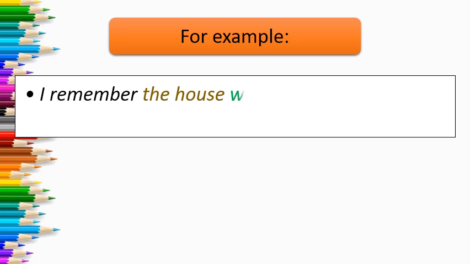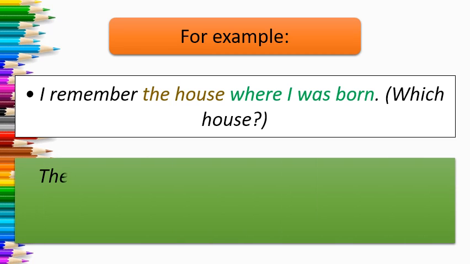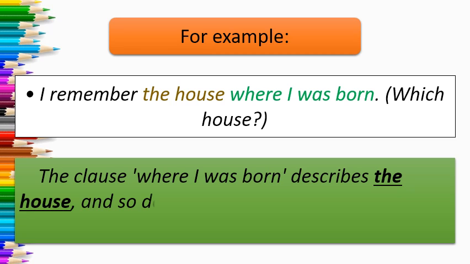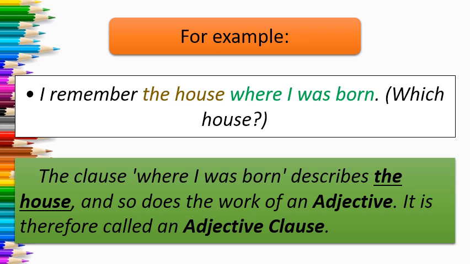So now let us see an example to clarify it. I remember the house where I was born. So here in this sentence, the adjective clause is where I was born because it is starting with the relative adverb where. Now, this adjective clause is giving us information about the noun the house. It is helping us to find out the noun. Which house? Where I was born. So, the clause where I was born describes the noun house and does the work of an adjective. Therefore, it is called an adjective clause.